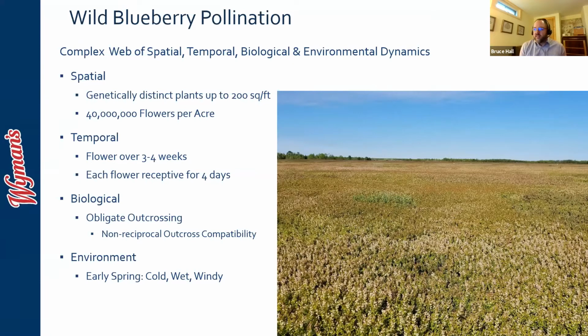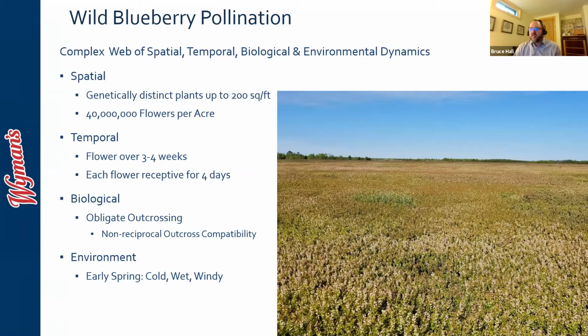To give you an idea of how variable, I've shown you a field here, and you can see some plants have more flowers on them than others. And what you're seeing is spatially, an individual plant actually covers up to about 200 square feet of area on the surface of the field. And they shoot up multiple stems throughout the ground, or from below the ground, above the ground. So you have a mosaic of genetics that occur across the landscape.